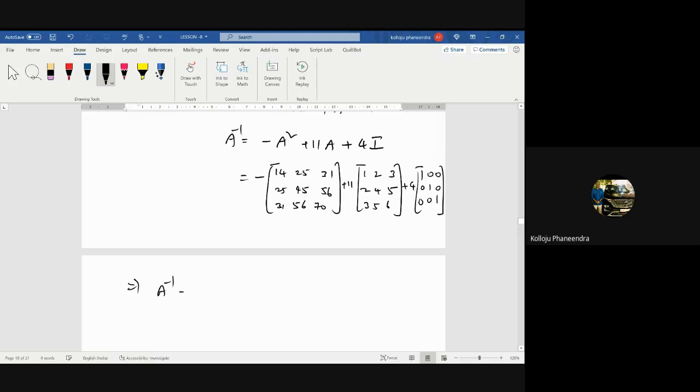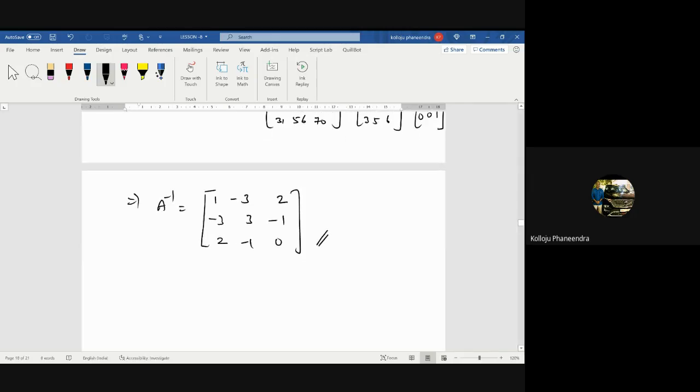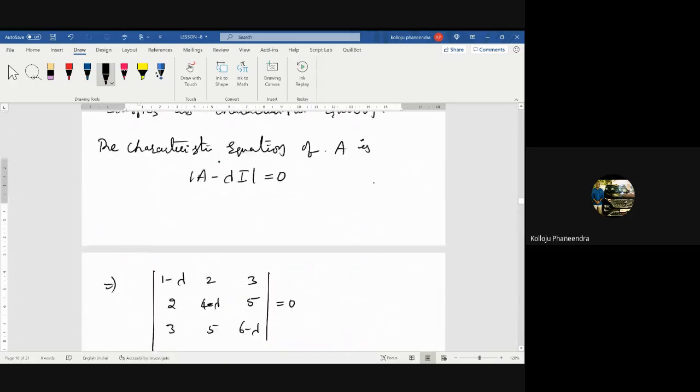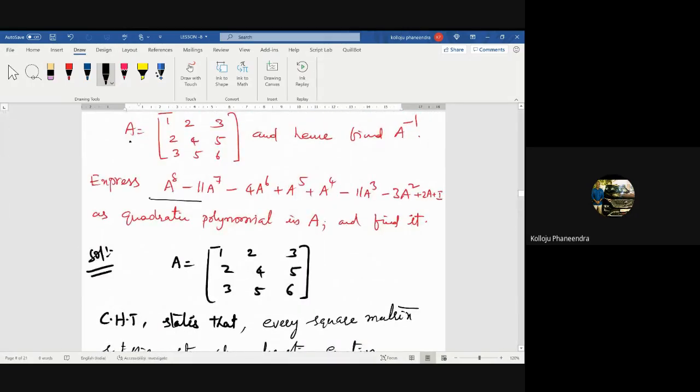After simplification, you will get A inverse equal to [1, -3, 2; -3, 3, -1; 2, -1, 0]. This is A inverse. Now the second part, finding A inverse, is also over. And what is the next one? Express that big expression as a quadratic equation. Yes, express this one as a quadratic equation. Okay, that is the next question.